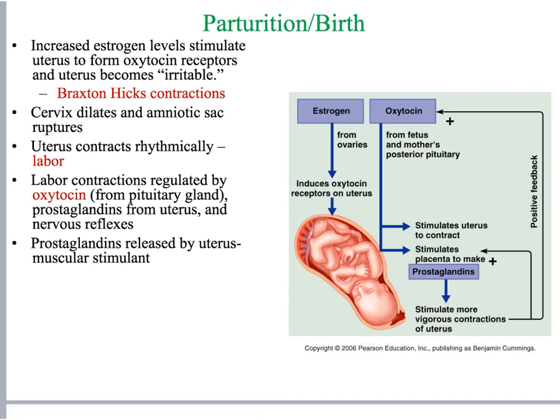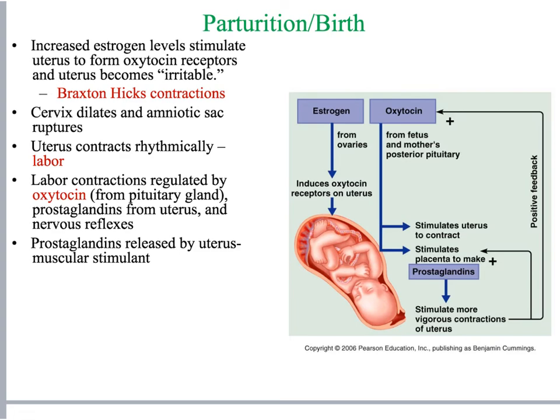Now, these increased estrogen levels and these oxytocin receptors are what cause Braxton Hicks contractions. They're just this irritability in the uterus itself. But eventually, when true labor happens, the cervix dilates and the amniotic sac ruptures. Labor includes dilation, expulsion, and placental stages.